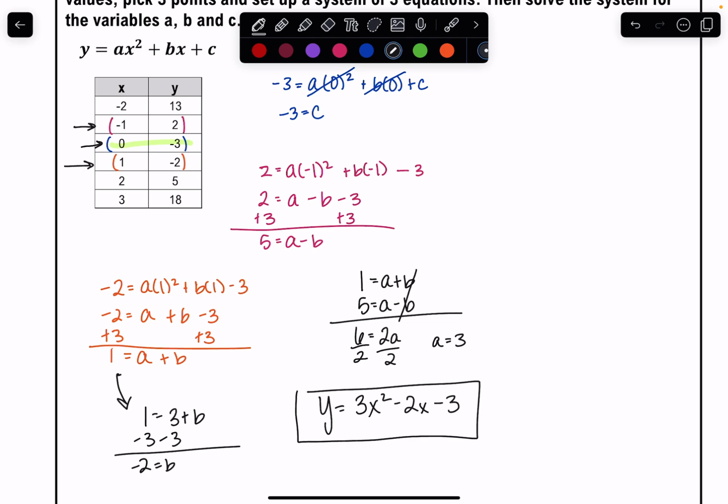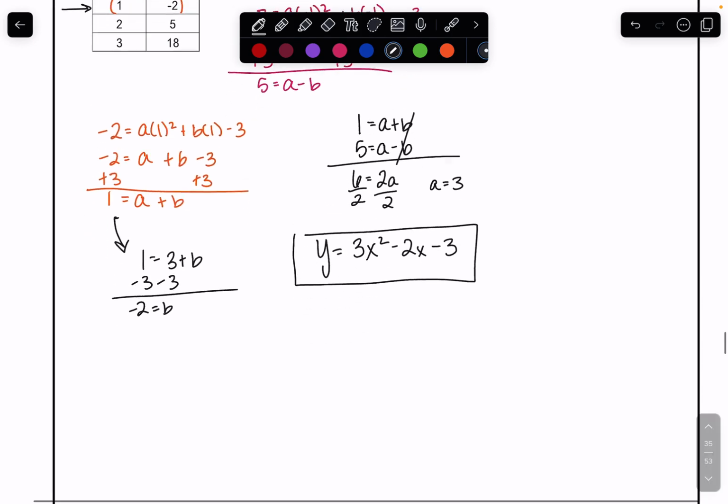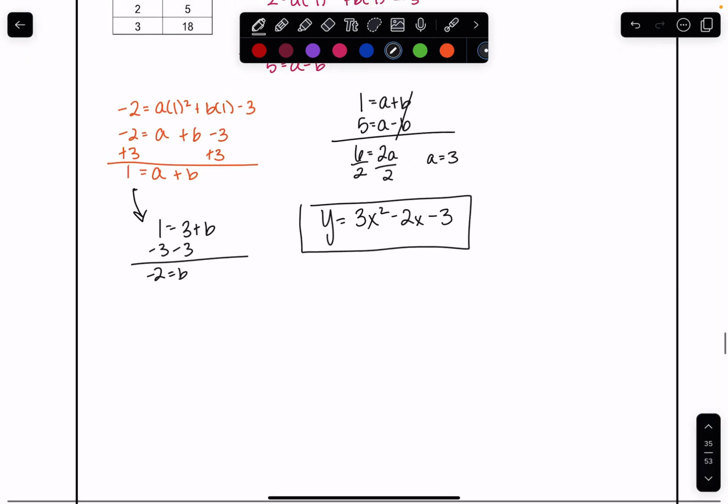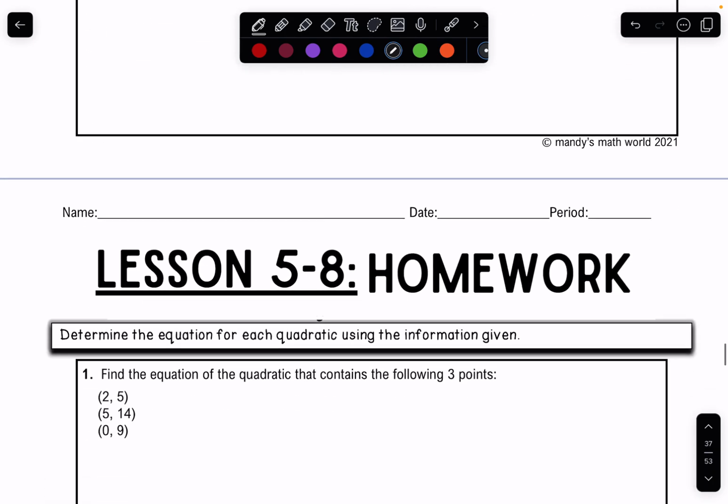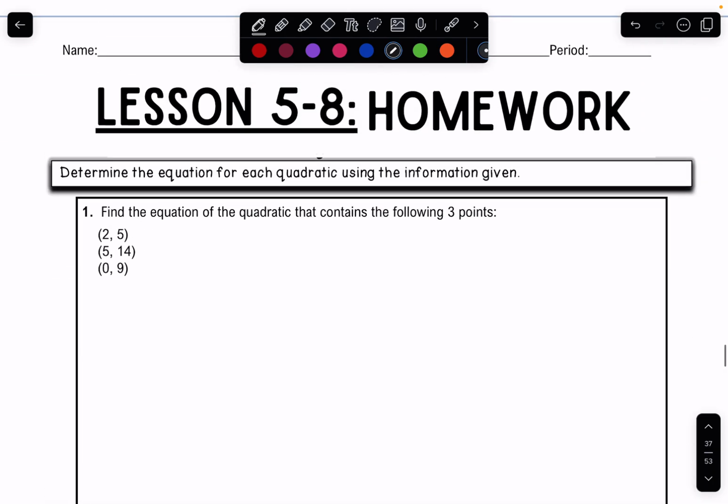A, B, C. Okay. You might be wondering, what if I do not have a y-intercept? Then what do I do? So there is one on the homework like that. So you might want to pause this video, get out your homework, and do that.